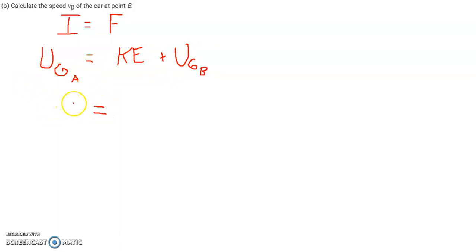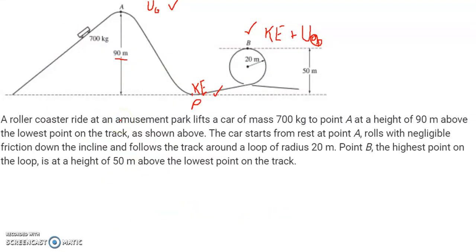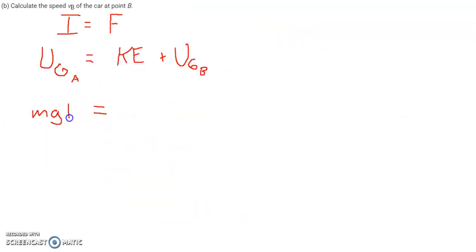Let's break these down into equations. This is mg times the height of A. They didn't give us a variable for that, so I'll just put h sub A, the height of A. And then for kinetic energy, this is 1/2 mv squared plus mgh, and this is at height B.